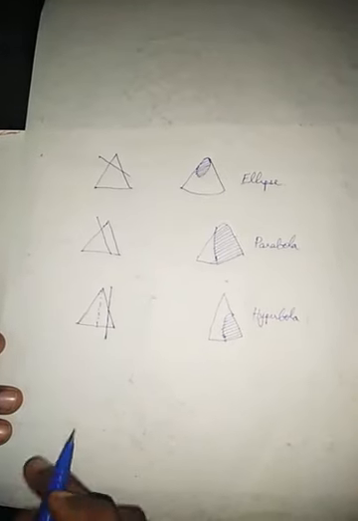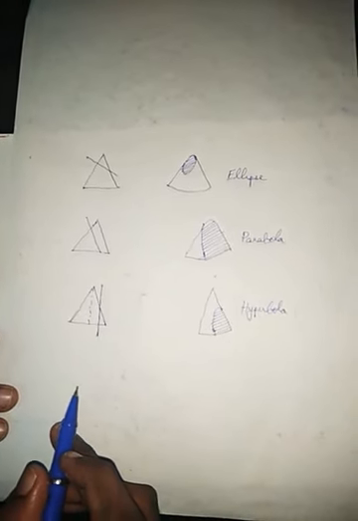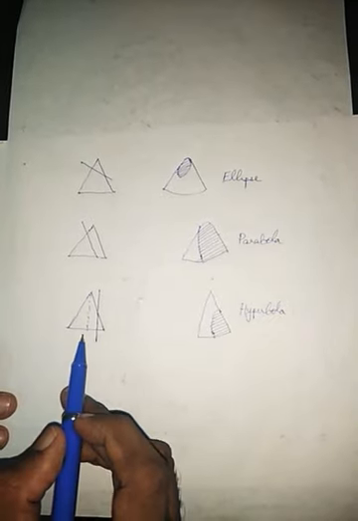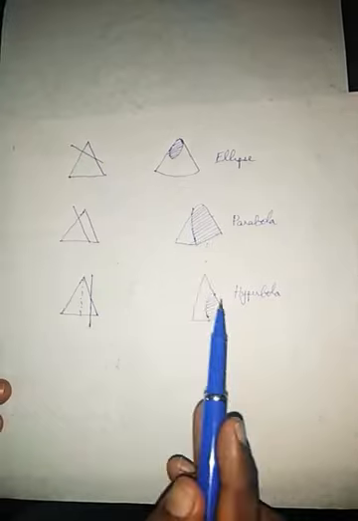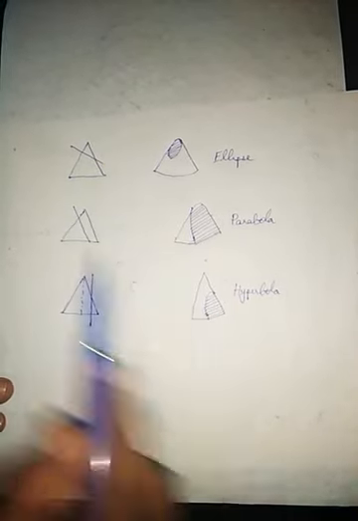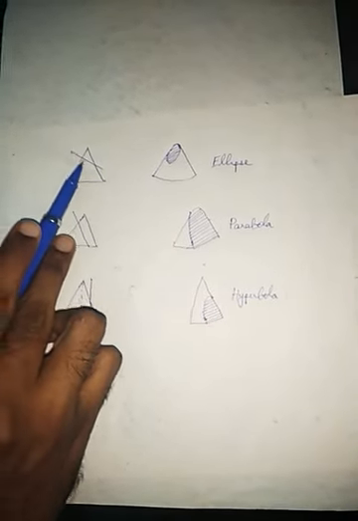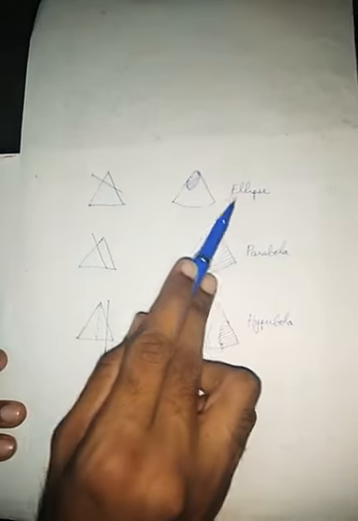Now we are going to draw a few problems on sections of solids. When we are sectioning a cone in different manners, we will get either an ellipse, a parabola, or a hyperbola. We have studied that in class. If I am sectioning this cone using an inclined plane, I will get the ellipse as a true shape.